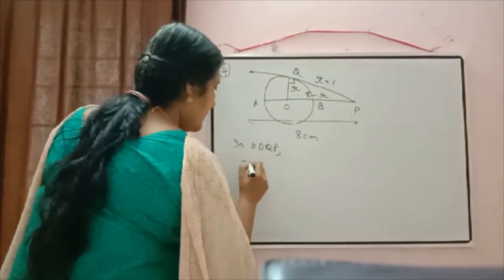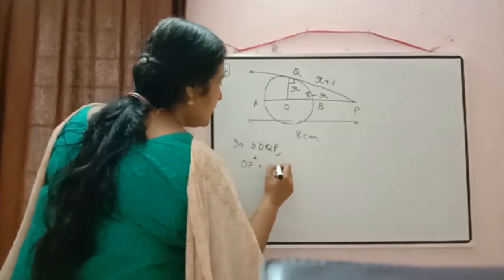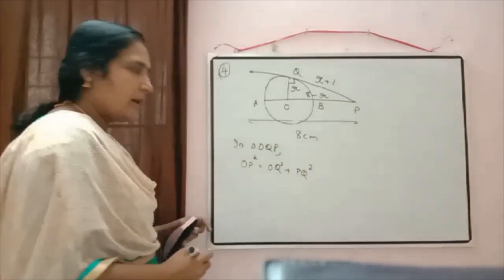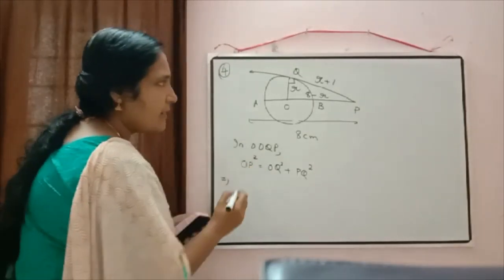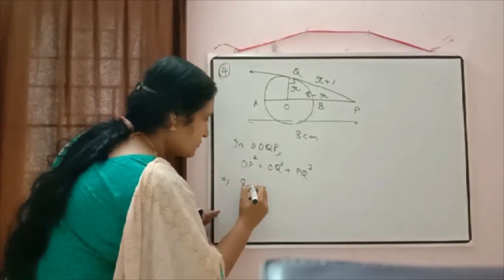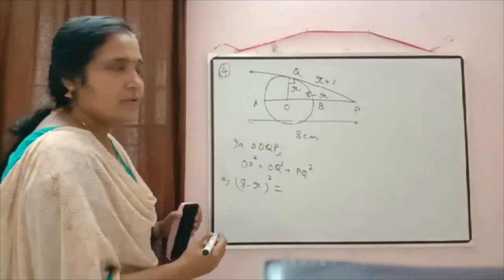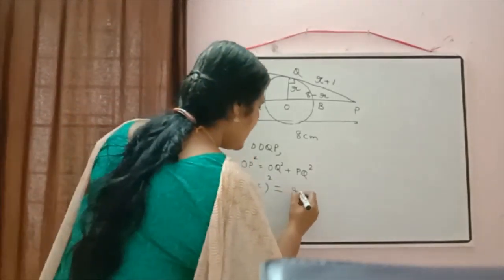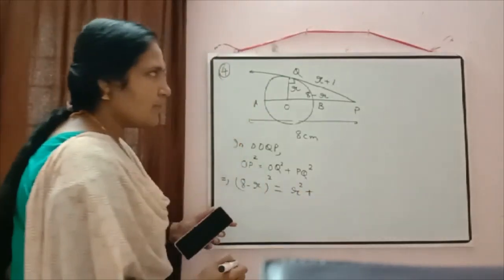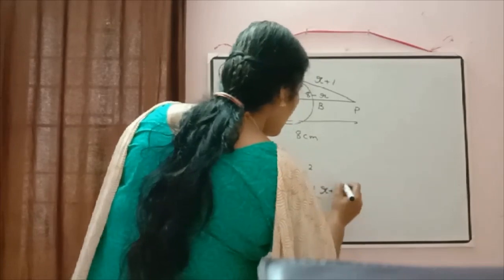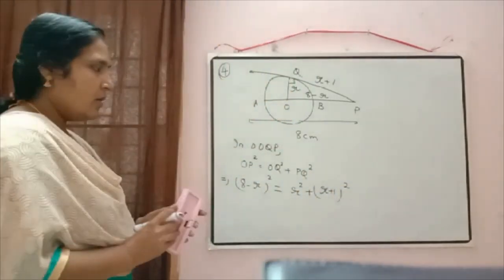So we will write OP square is equal to OQ square plus PQ square. What is OP we have taken? 8 minus r. So it will come (8 minus r) the whole square is equal to OQ, which is the radius, that is r, so r square, plus PQ, which is r plus 1, so (r plus 1) the whole square.